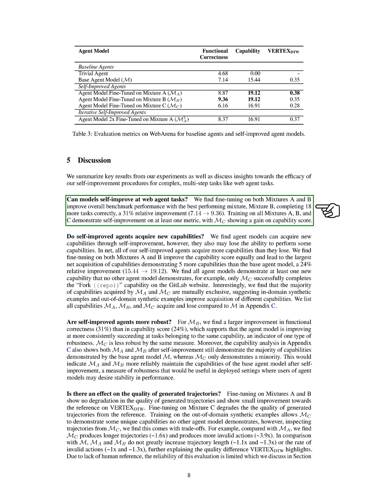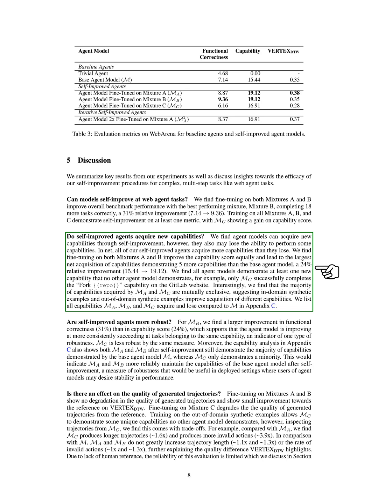Our experiments showed that fine-tuning on mixtures A and B improved overall performance, with mixture B showing the most significant improvement. The agent models gained new capabilities through self-improvement, although they might lose some existing ones. Overall, the self-improved agents acquired more capabilities than they lost.